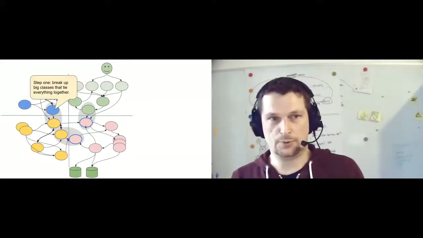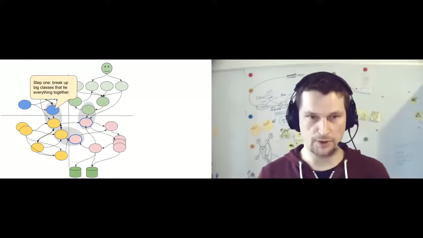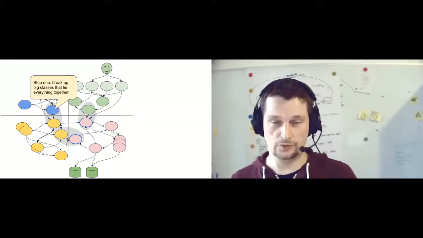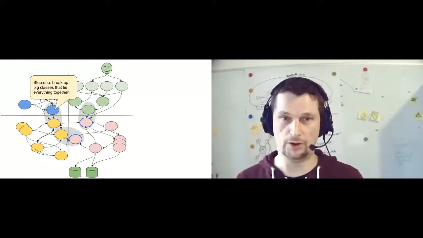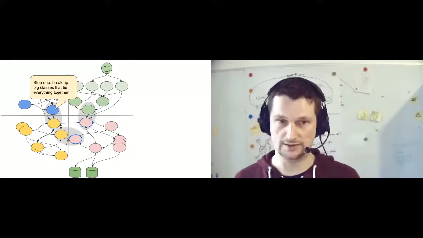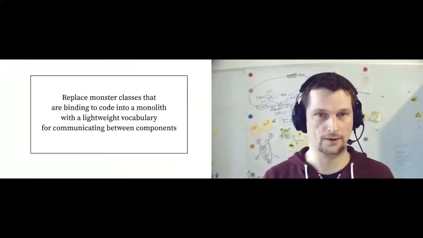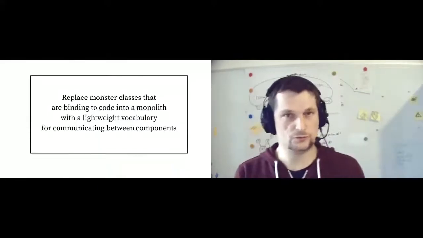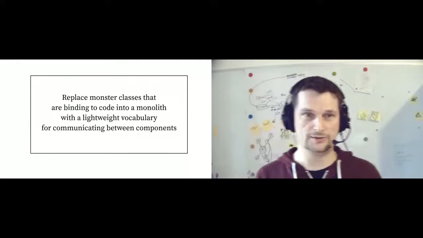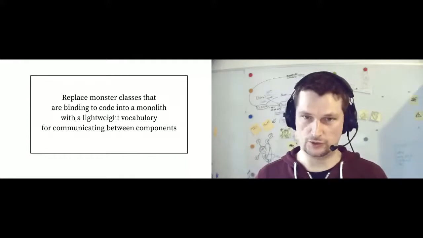The very first step in this expedition is to break up some of the very, very big classes that tie everything together. Things that are not just used everywhere, but that also know about most of the system. Classes like the user class, the title class, wiki page, language, and a few others. So we want to replace these huge monster classes that are binding together the code into a monolith. We want to replace them with a lightweight vocabulary that can be used for communication between components.